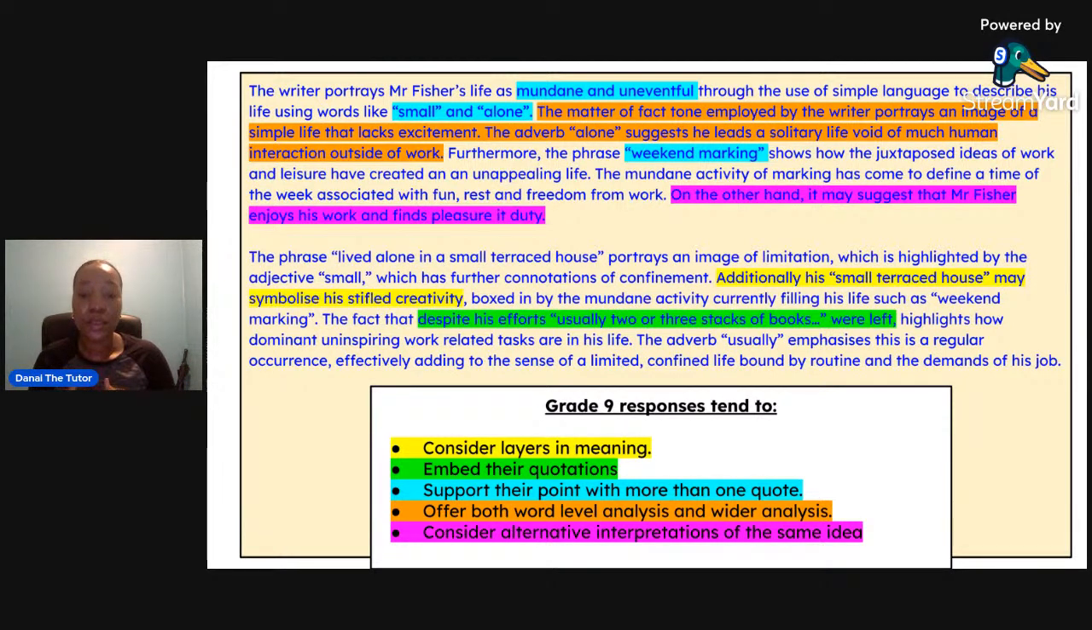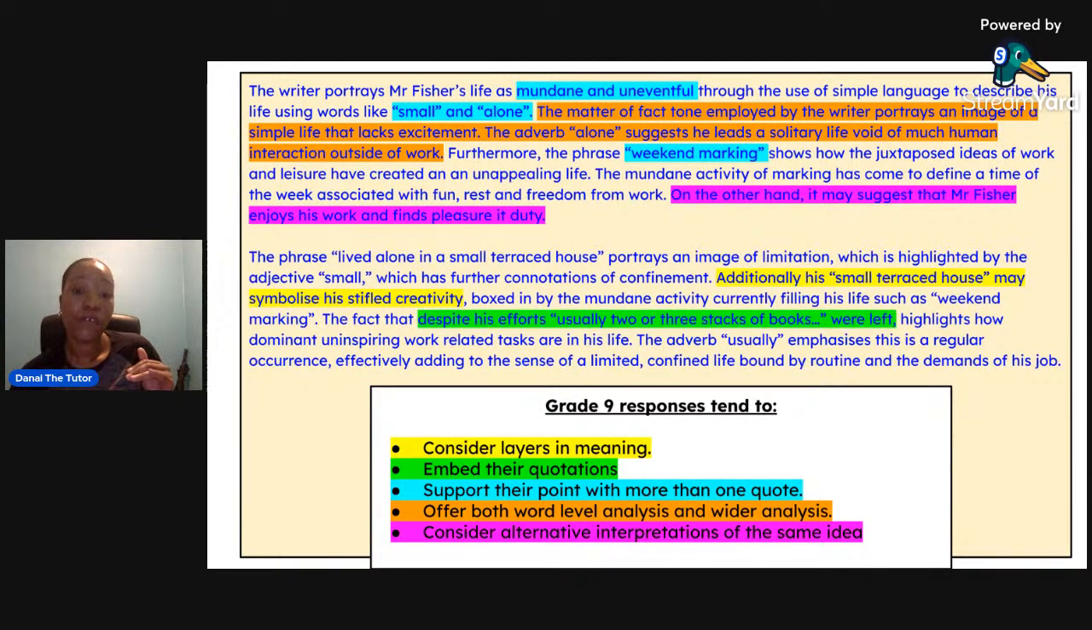And then support: grade 9 responses tend to support with more than one quote. So for example, highlighted in blue is an example: "mundane and uneventful", that's my point. I've used the quote "small and alone". I've also used "weekend marking" to support it. Because sometimes we can just make our point, choose one quote, explain it, and move on. But when you are being detailed in your use of references, that is a skill that is rewarded highly, one of the skills that's rewarded highly.